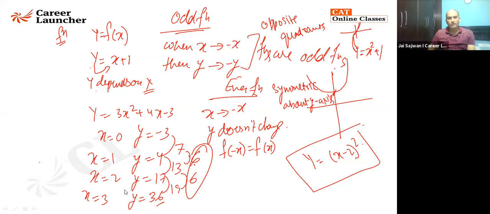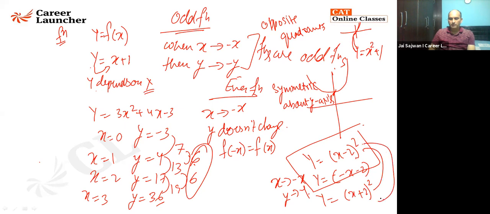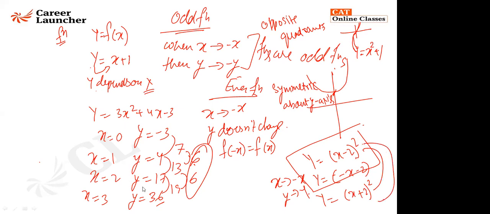That means none of you are listening. I told you when you replace x by minus x and y does not change, it remains the same, the function is even. I'll write x as minus x, so it becomes (minus x minus 2). I can take minus common and write it as (x plus 2) square. Are they the same? No, never. No two of them are coming out to be the same. I'll say no, it is not an even function.